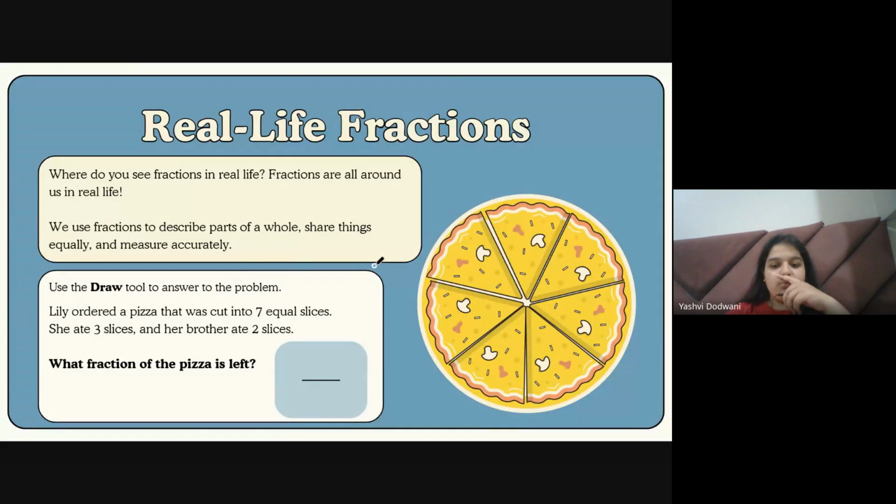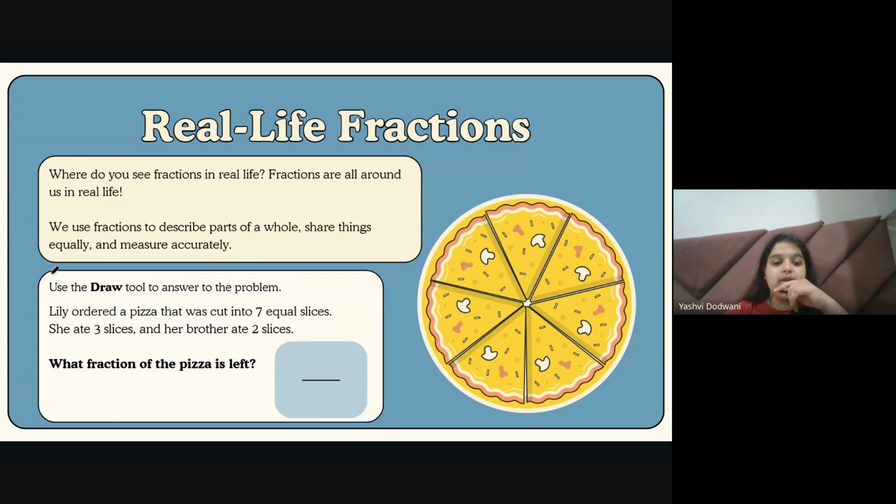Now, why do we use fractions? We use fractions so that we don't do any bias. There is no difference between any of us. Everyone should get equal chances, should get equal things as everyone else.